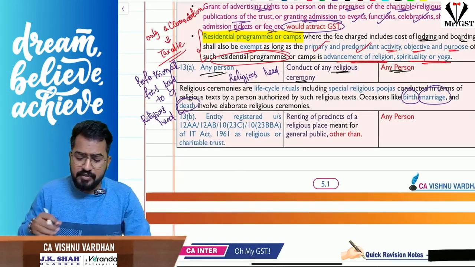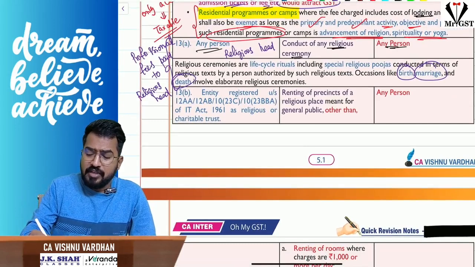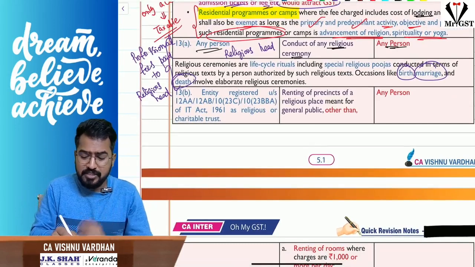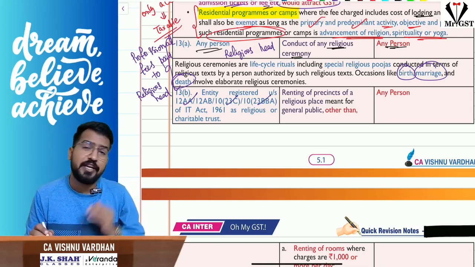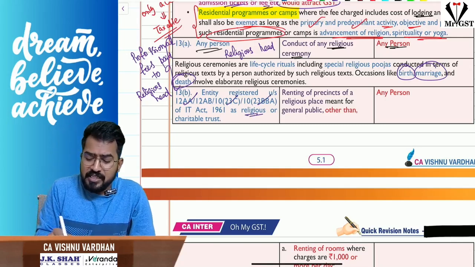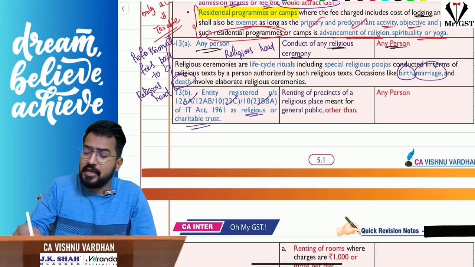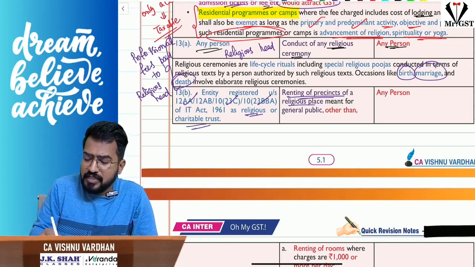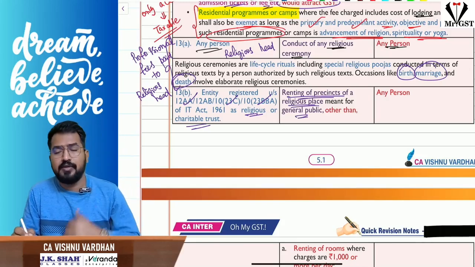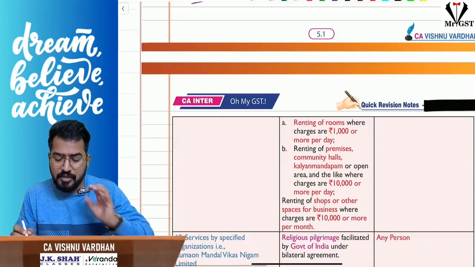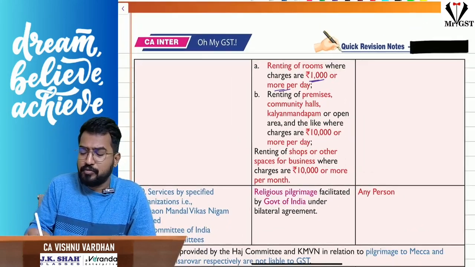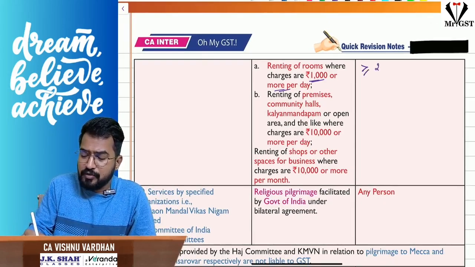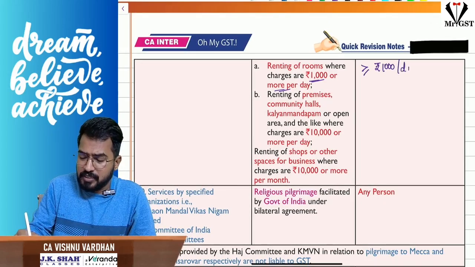Not only that, sir, if these types of entities, just have a glance over this, no need to remember section numbers and all. Section 12A entity, 10(23C), 10(23BBA), all these things you will be studying in your CA Final direct taxes. Okay, so which are religious or charitable trusts? These people renting the premises of the religious place, which is meant for the general public, is exempt under GST. But there is an exception. If they are renting rooms where charges are 1000 rupees or more per day, that means greater than or equal to rupees 1000 per day, it is fully taxable.